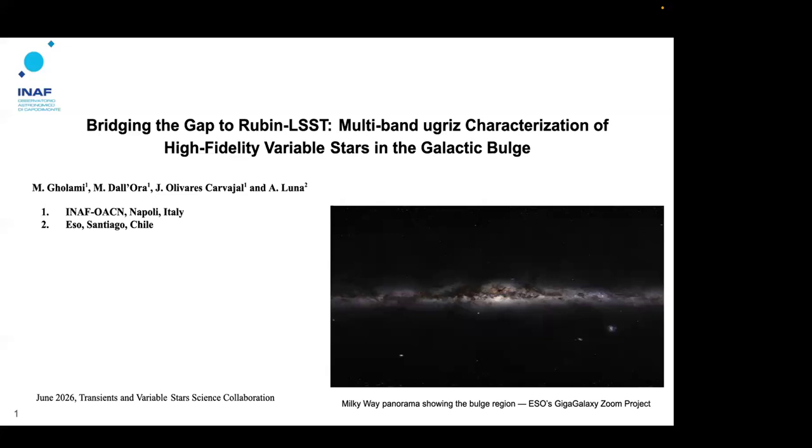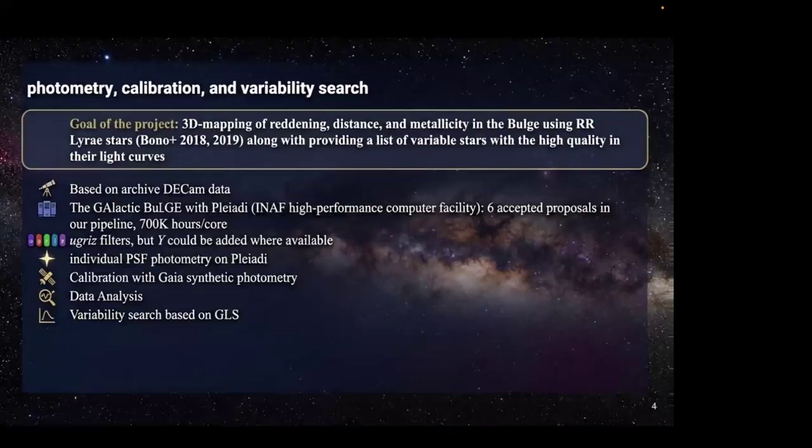So I want to talk about our project that is going to be done at INAF in Capodimonte, Naples. The PI of the project is Massimo Dall'Ora. We are working on multi-band ugriz characterization of high-quality variable stars in the Galactic Bulge and then bridging the gap to Rubin LSST. The goal of this project is 3D mapping of reddening, distance, and metallicity in the Galactic Bulge using RR Lyrae stars, and also providing a list of high-quality variable stars, which I will explain.